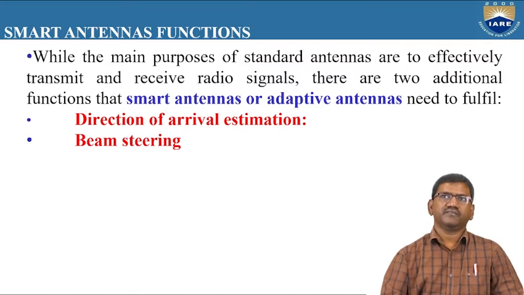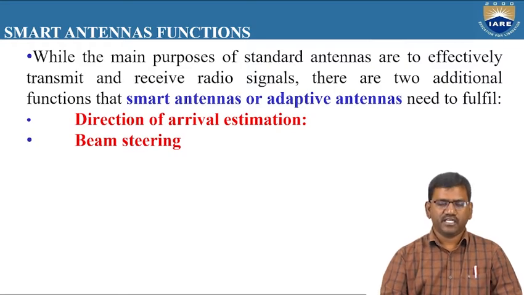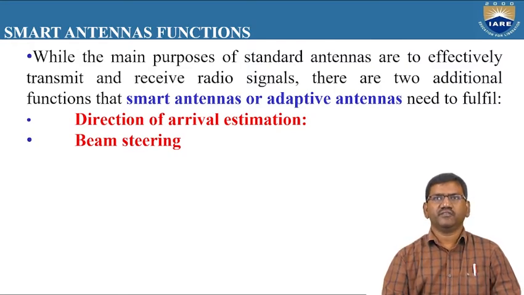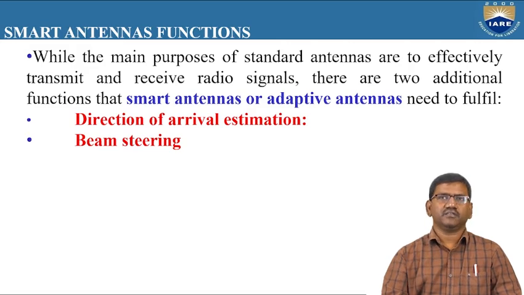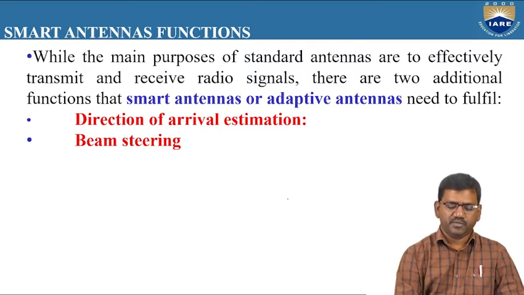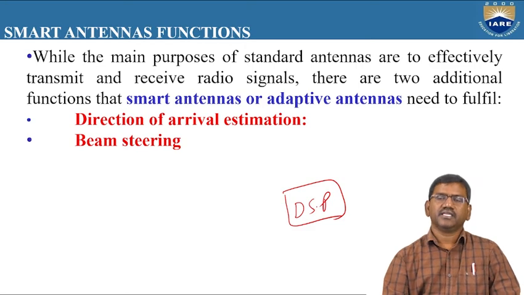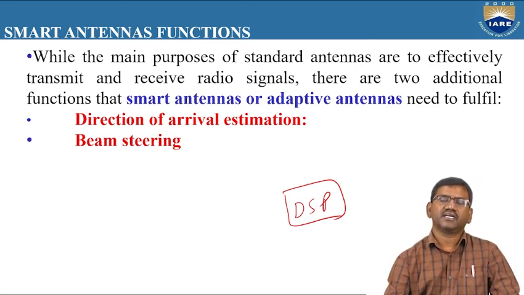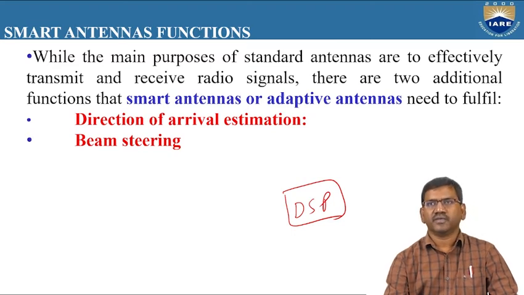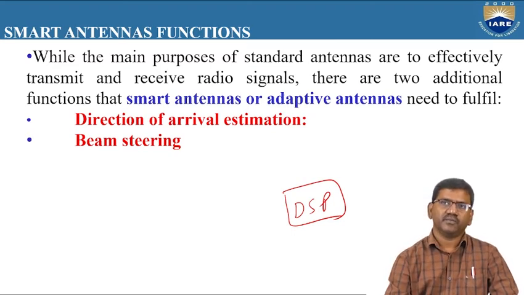The main purpose of standard antennas is to effectively transmit and receive radio signals. There are two additional functions that smart antennas or adaptive antenna systems need to fulfill. One, as I just told you, is direction of arrival estimation and beam steering. The first thing a DSP will do, that is a digital signal processing unit, functions like the brain of a human being.